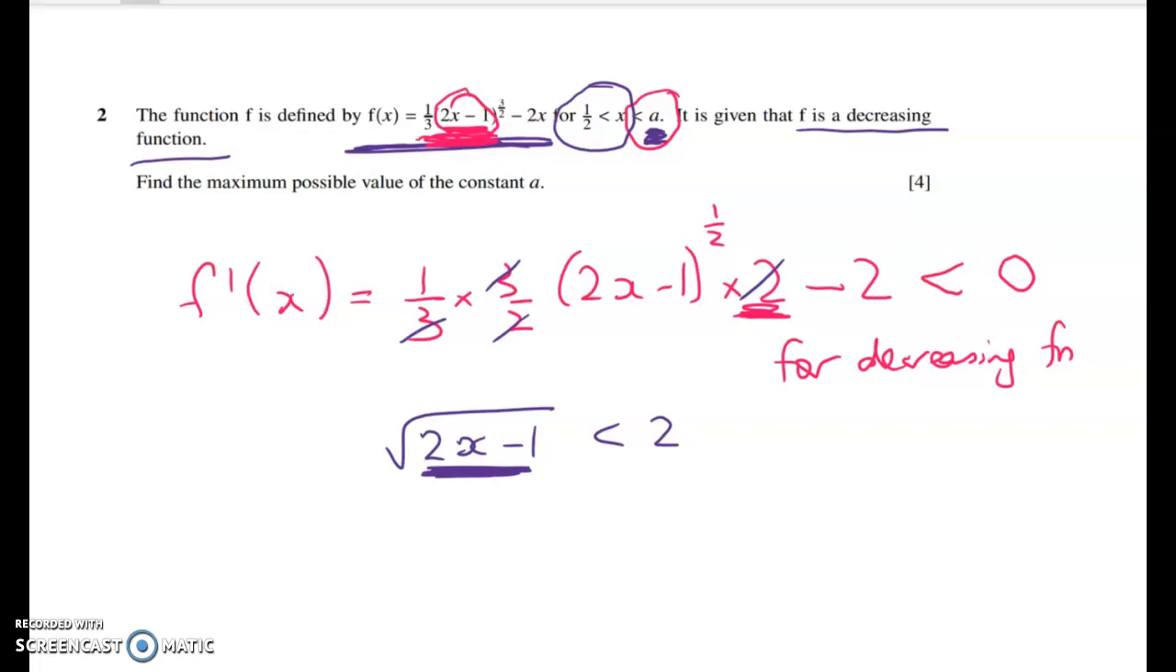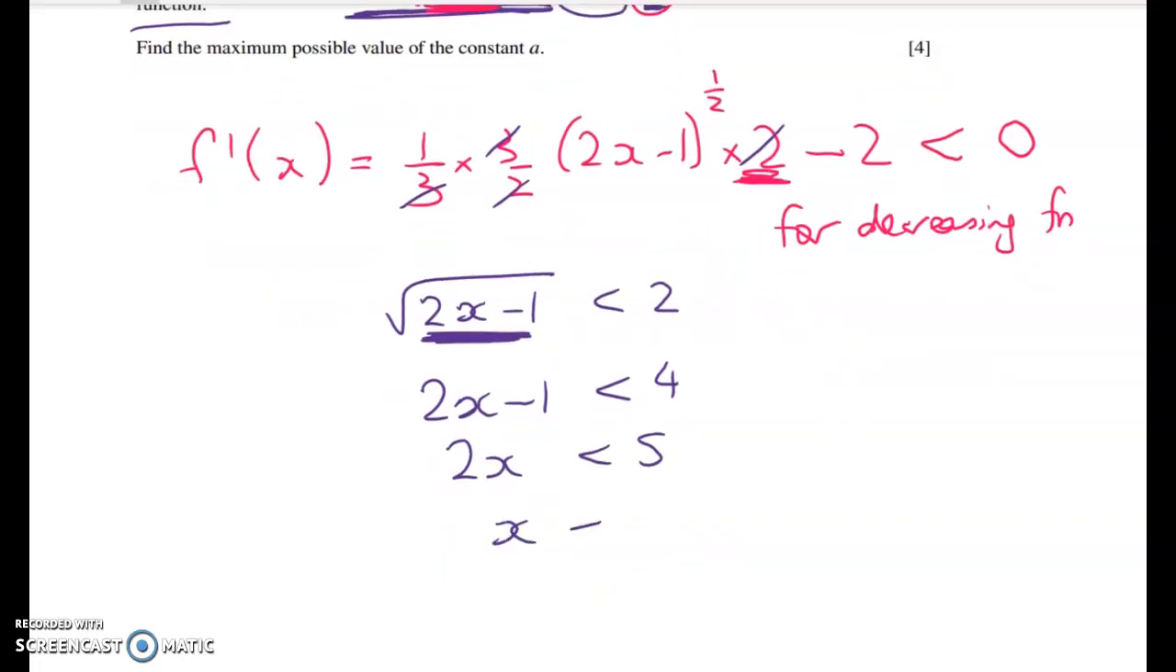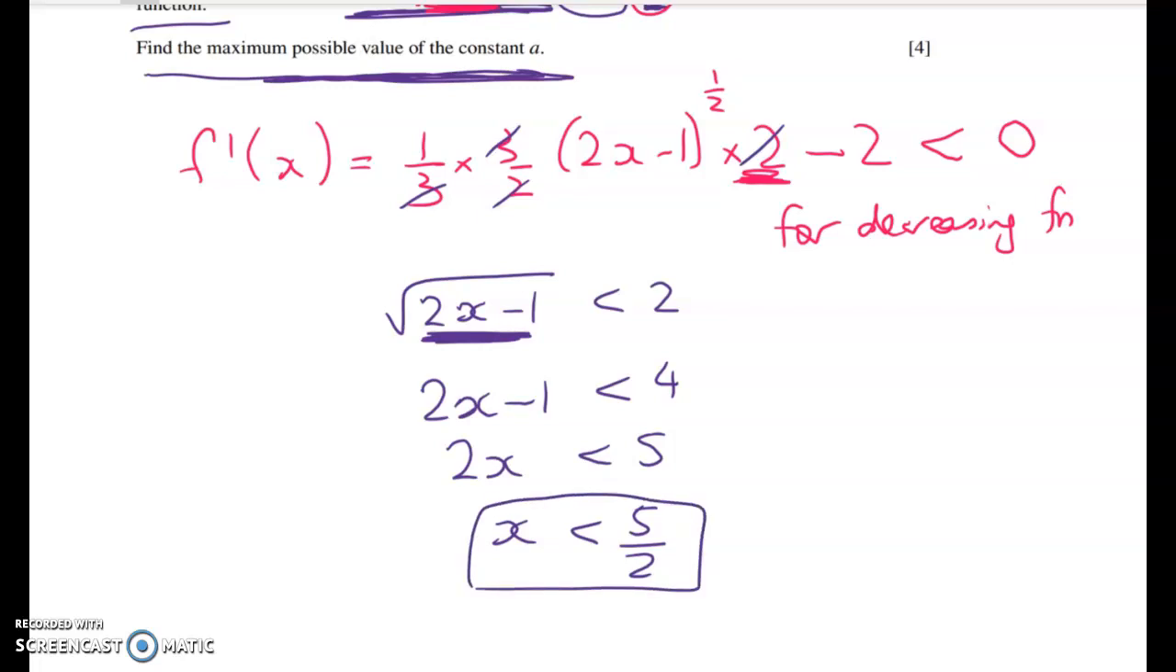We can square both sides, and we get 2x minus 1 is less than 4. 2x is less than 5. And x is less than 5 over 2. But in the question, we were asked to find the maximum possible value of the constant a. So this is saying that when x is less than 5 over 2, and also x has to be bigger than a half, then the function has a negative gradient.